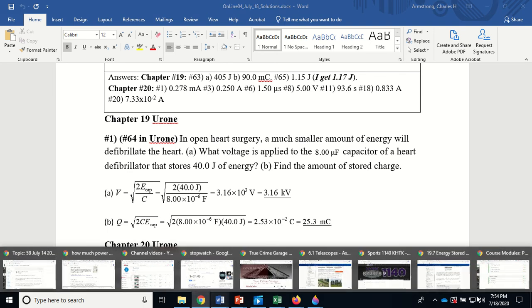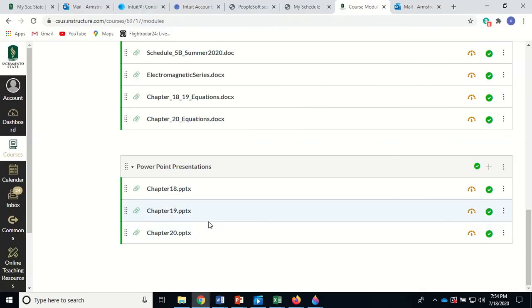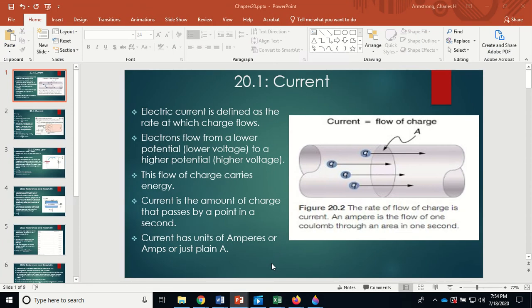Okay, and then PowerPoint number 20 is up. So let's go take a look at number 20. It starts off with current. Okay, so what is current? Electrical current is defined as the rate at which charge flows. It's electrons that are flowing, from a lower voltage to a higher voltage. They flow from the more negative side of the battery to the more positive side of the battery. So that's the electron current flow.